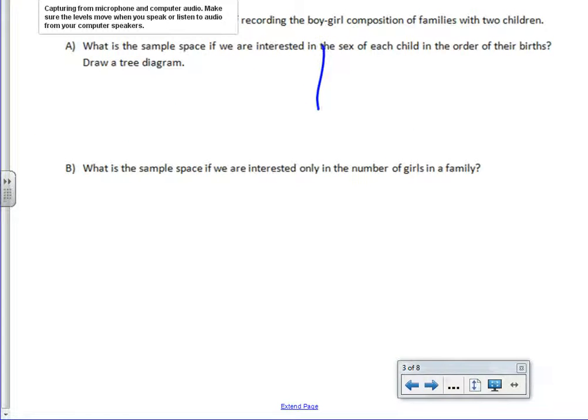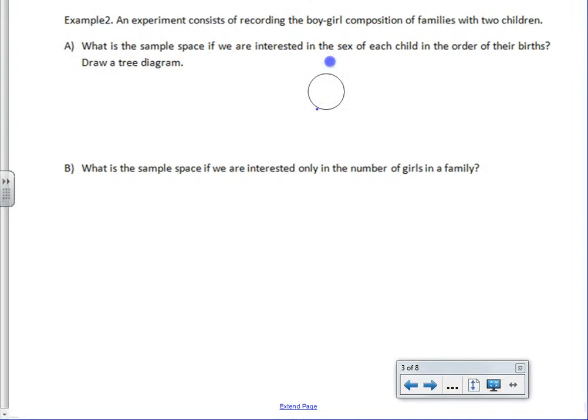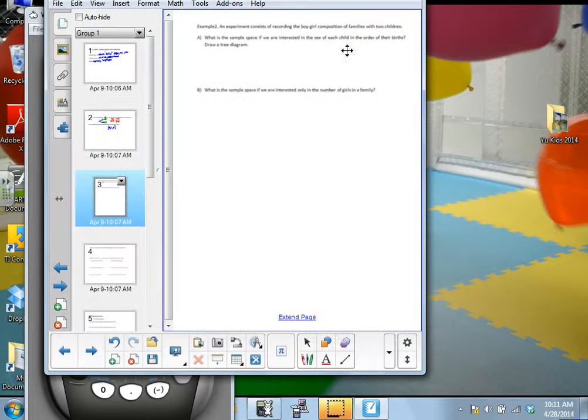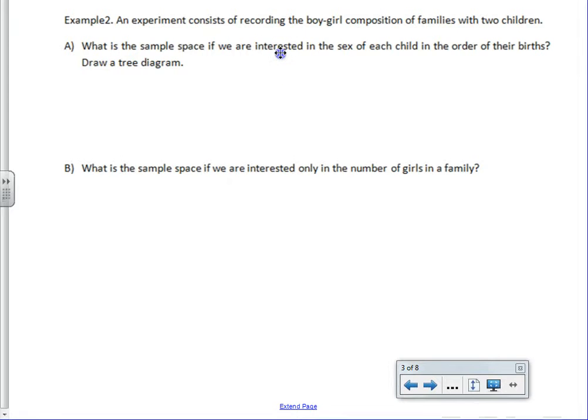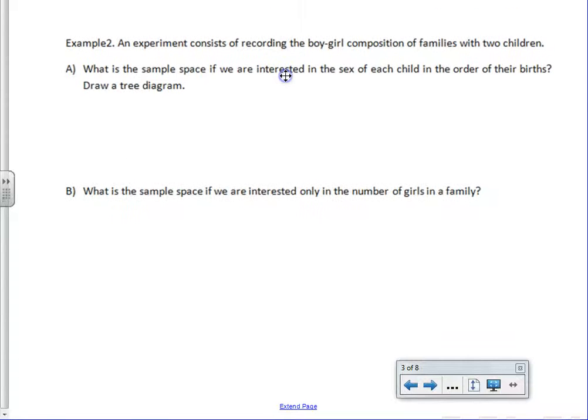Let me bring this down a little bit. There we go. We have recording the boy-girl composition of a family with 2 children. So what's a sample space if the sex is equally likely for birth order? My first child could be a boy or a girl, equally likely. And then when the second child comes around, could be a boy or a girl, coming off of each branch.